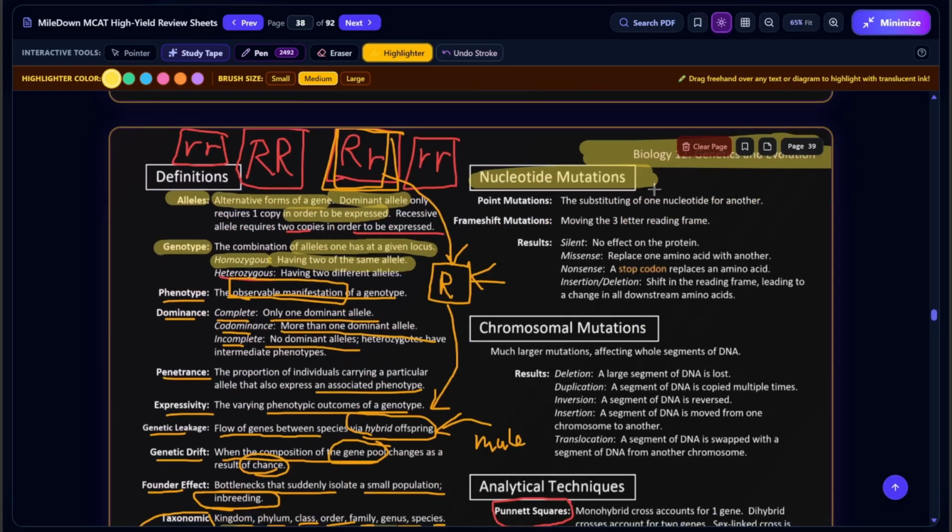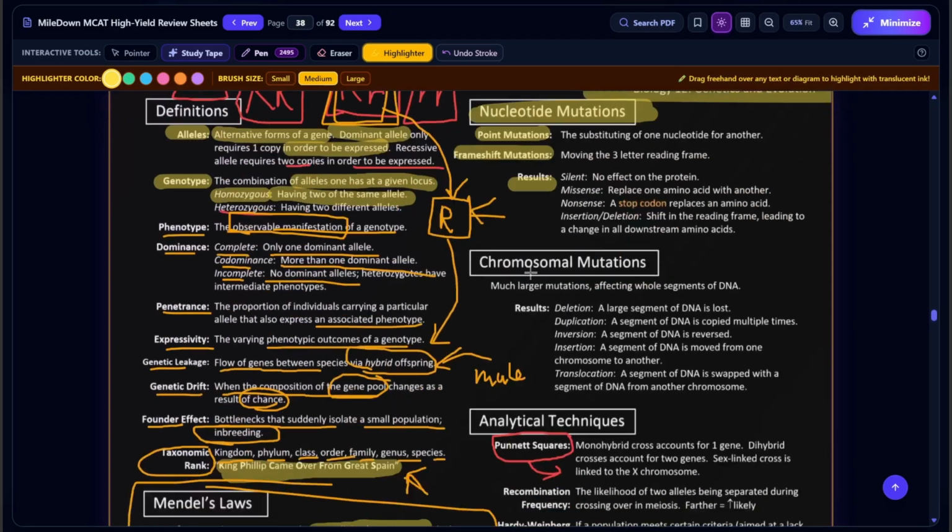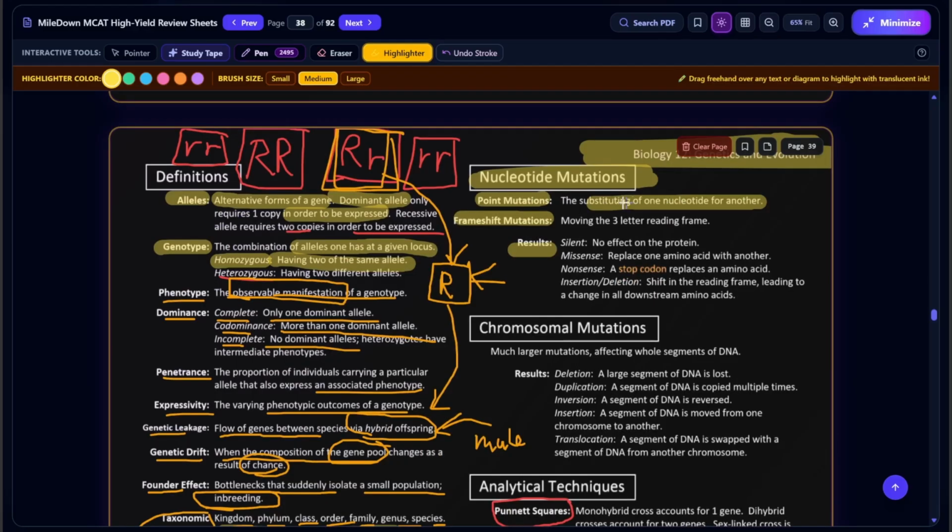So DNA is like a set of instructions, right? But sometimes those instructions are not made perfectly. So we have these mutations, and nucleotide mutations can be point mutations and frame shift mutations, and there are different results from those mutations that can occur. So point mutations is substituting one nucleotide for another. So DNA is made up of nucleotides.